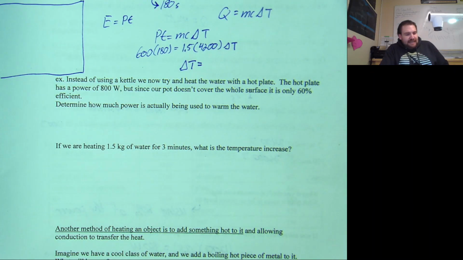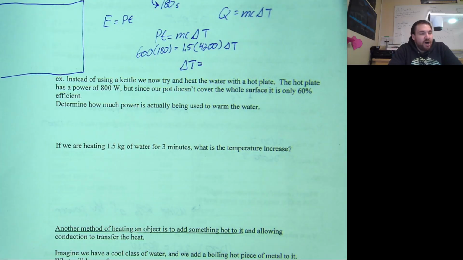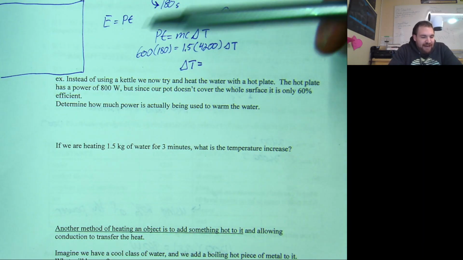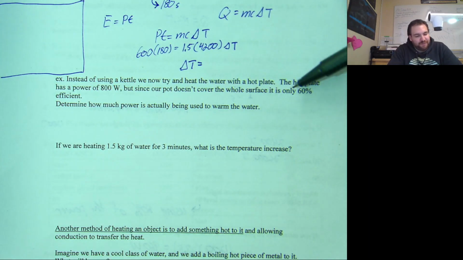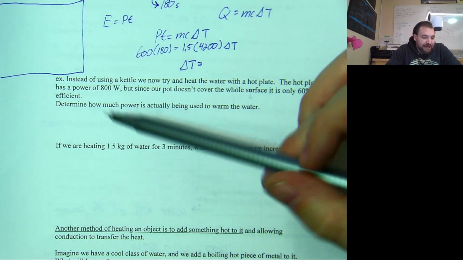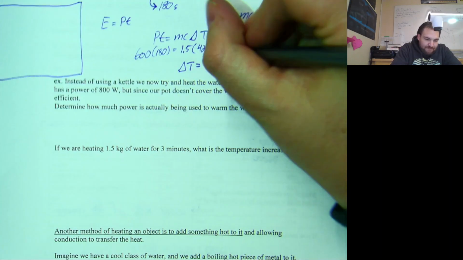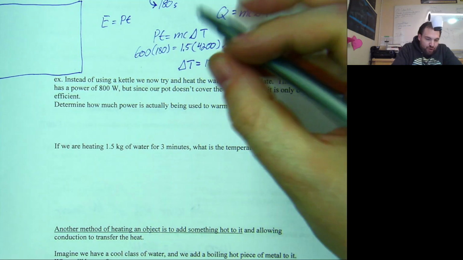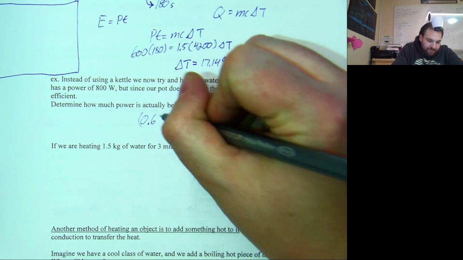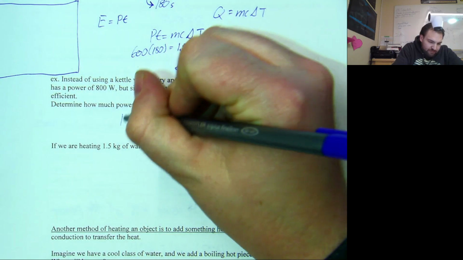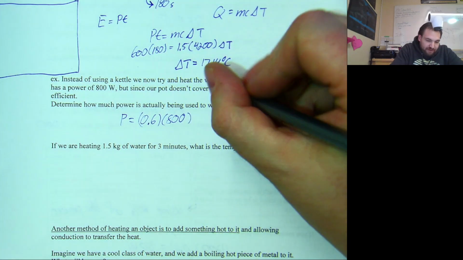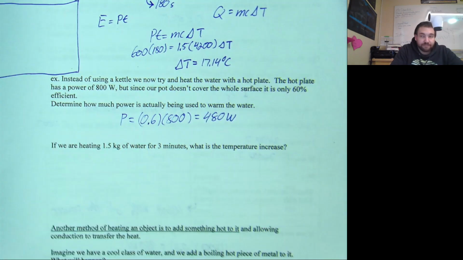Another example. Instead of using a kettle, we're now going to try and heat water with a hot plate. The hot plate has a power of 800 watts, but since our pot doesn't cover the whole surface, only 60% of that power is actually being used to heat the water. So how much power is actually being used? And then if we're heating 1.5 kilograms for 3 minutes, how is that going to increase the temperature? Well, we're only using 480 watts, so we're using 60% of the 800. So that's going to give us, Connor already said it, 480 watts.